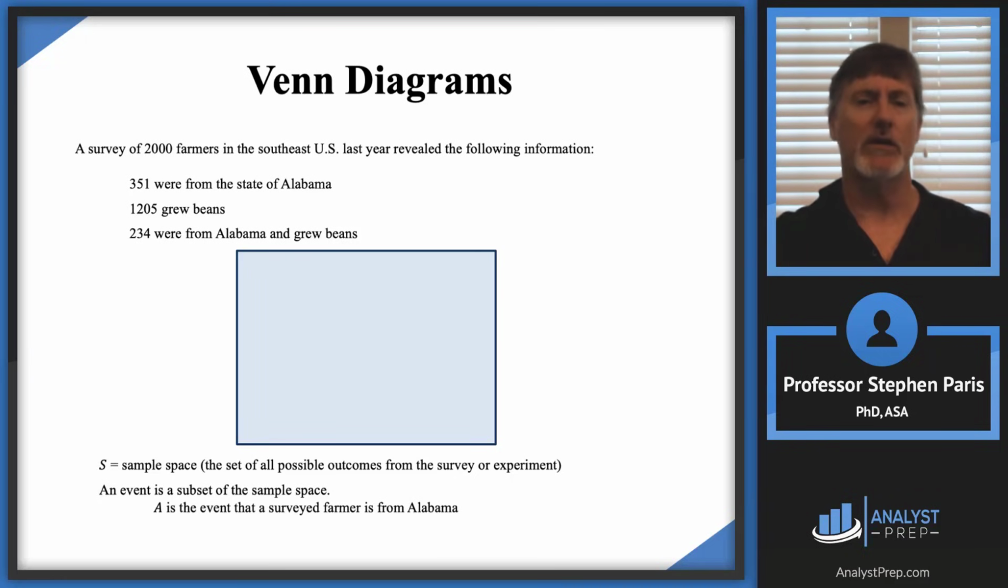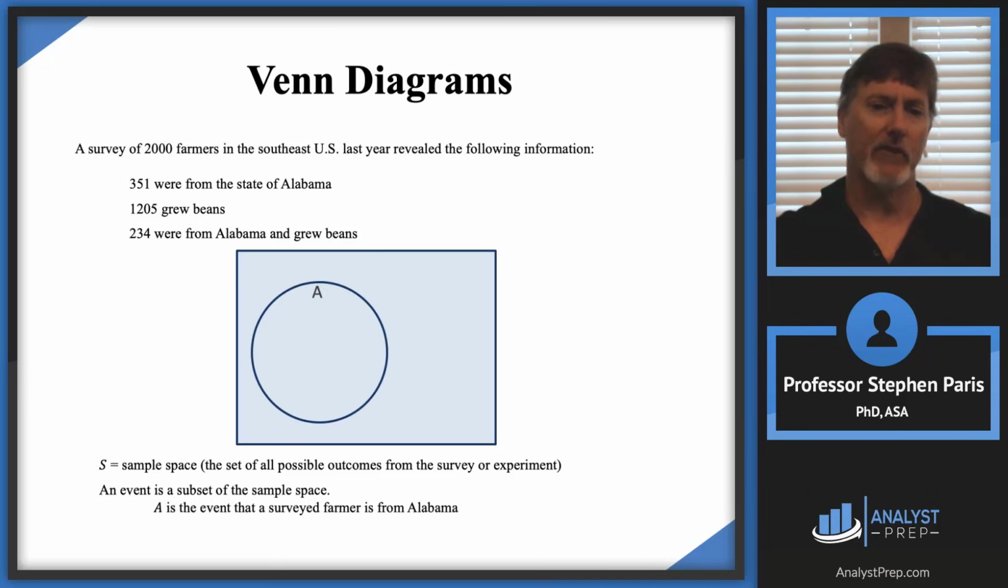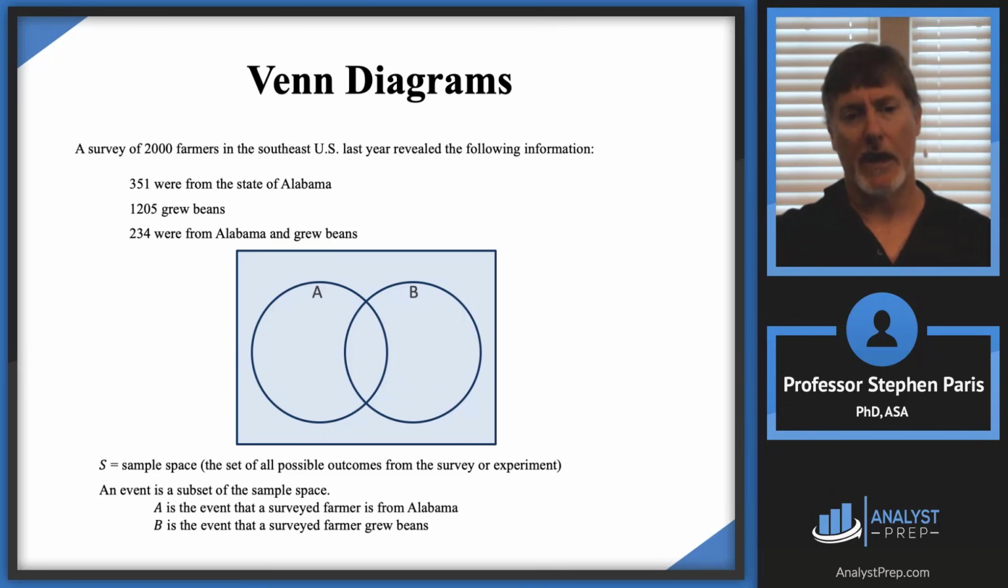So in this case, I would represent capital A in my Venn diagram with a circle that's a subset of the rectangle. And then I'll have another event in this problem. I have an event capital B, the event that the surveyed farmer grew beans, and so I'll have intersecting circles here. I know they're intersecting because I have farmers who were from Alabama and also grew beans, so they're part of the intersection of the circles of A and B.